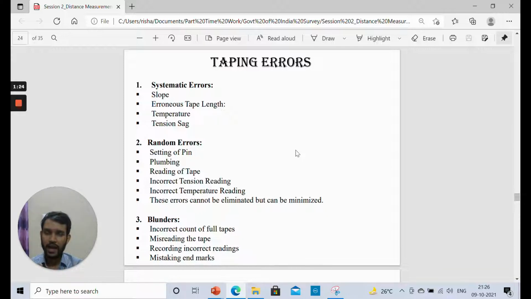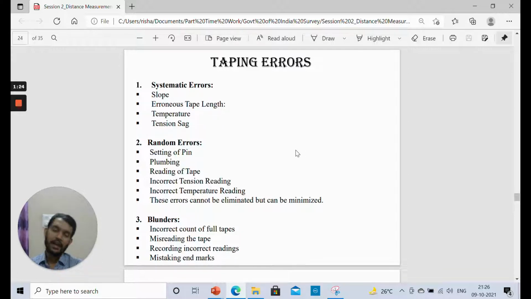So what will happen? We are thinking this to be a 30 meter tape, but if it is a 29.5 meter tape, then the distance we will be measuring as 30 meter is actually only 29.5 meter on the ground, and we are reporting this as 30 meter. So the measurement which we are giving is higher. We are saying this is 30 meter, but in actual it is 29.95 meter. So we will have to apply this negative correction, okay.